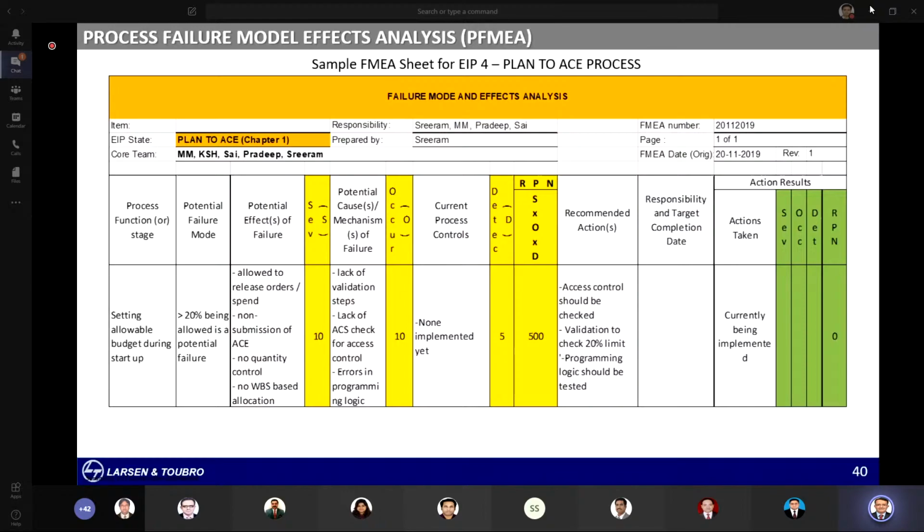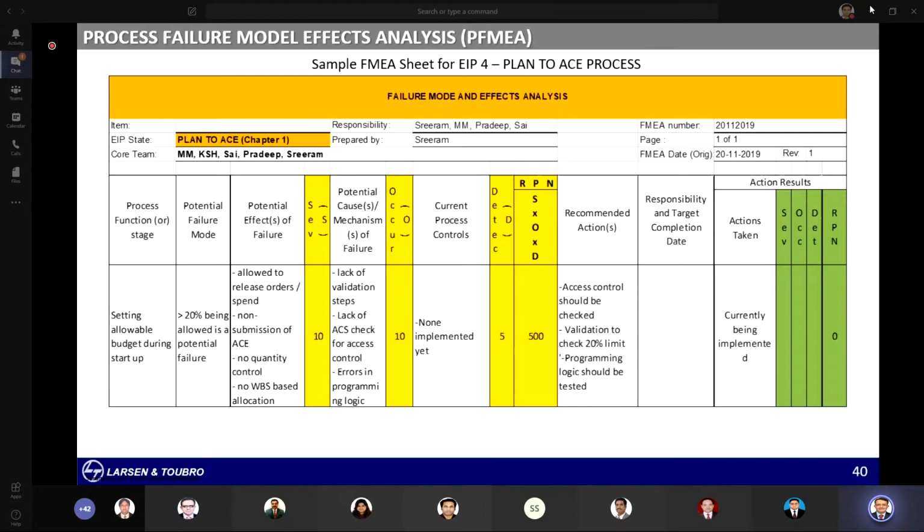It is very rigorously used across the industry to identify what my risk factor is, what the different stages in my process are, and for each stage how much risk it is worth taking.